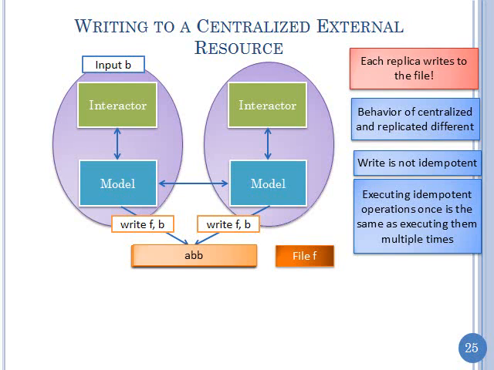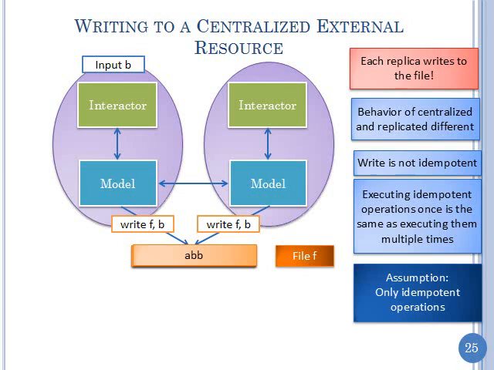So we can say, well, let's not make our programs non-deterministic. We'll make that assumption. So basically what we have to do is say that in the replicated case, we assume only idempotent operations. Let's try to figure out whether this is a reasonable assumption, and to see what kinds of applications might violate it. Non-deterministic ones violate it. The ones that access a centralized file violate it.